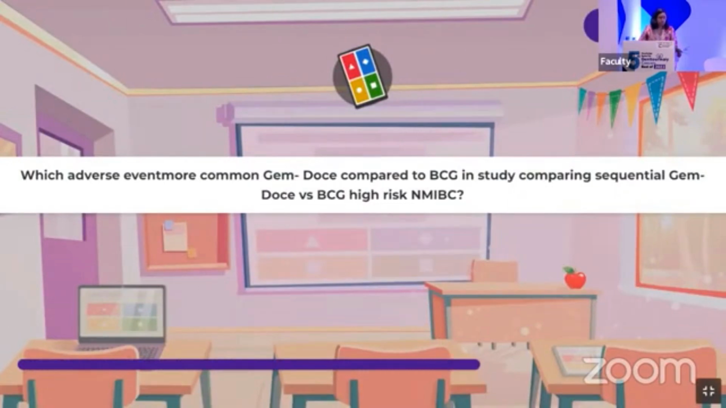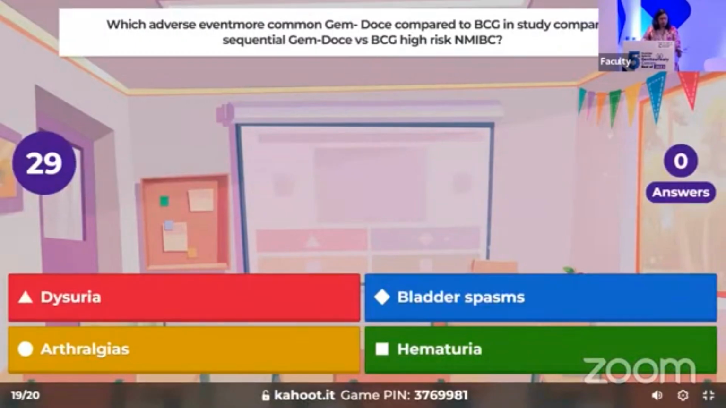So in the study which looked at gemcitabine docetaxel as intravesical therapy compared to BCG, in this study which compared sequential gem-doce versus BCG in high-risk NMIBC, which of the adverse events was more common in the gem-doce group? 1 is dysuria, 2 is bladder spasms, 3 is arthralgias, and the last option is hematuria.